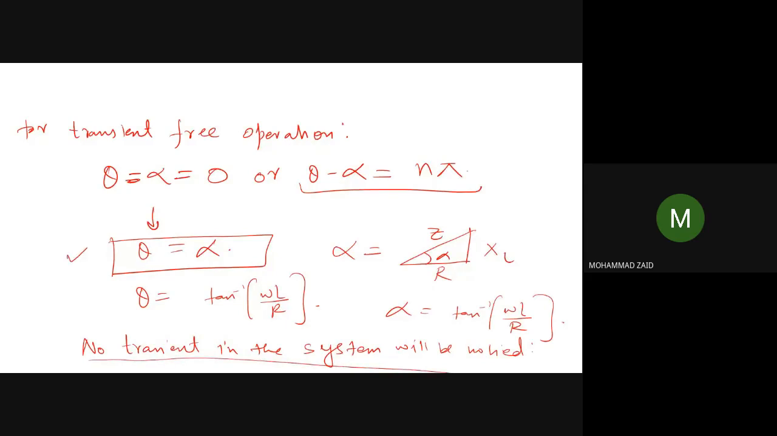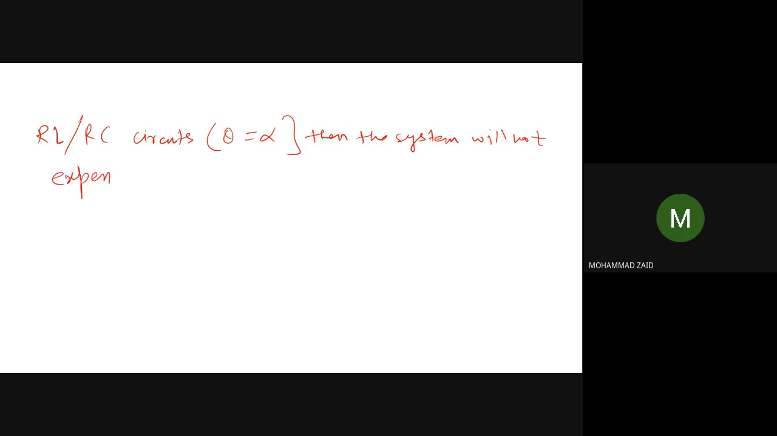So this is something very, very unique, which is only possible in the case of RL or RC circuits: that the system, if controlled properly, that means if theta is equal to alpha or its n pi, then the system will not experience any transients. Okay, so this is something very, very important which you should keep in your mind.